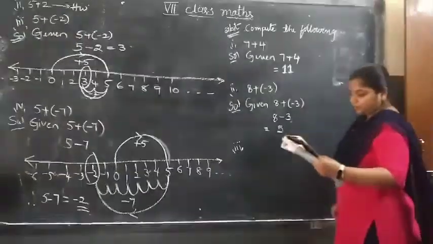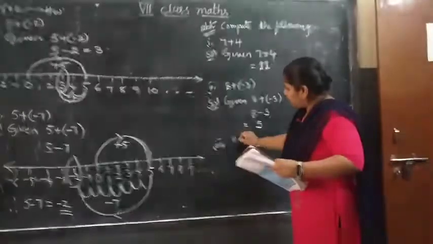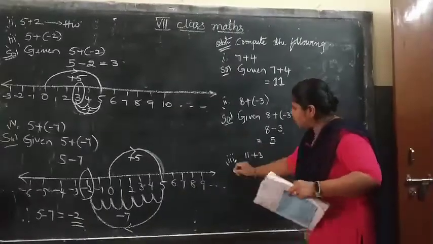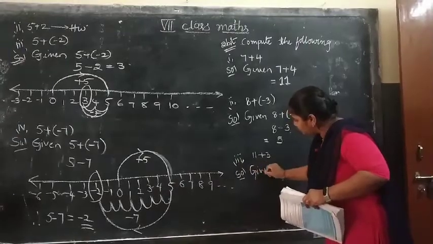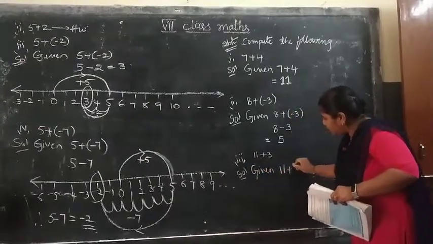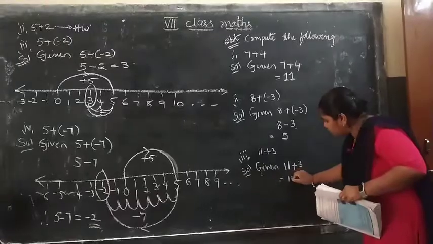Next one. 11 plus 3. Already it is a simple addition. 11 plus 3 is equal to 14.